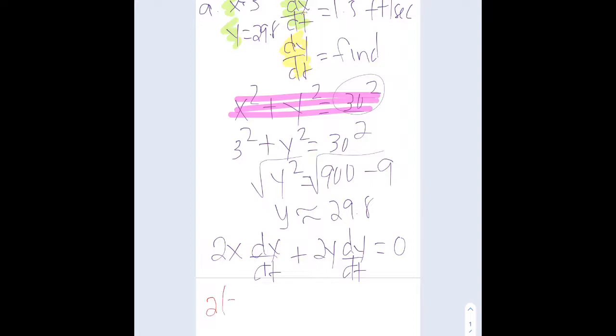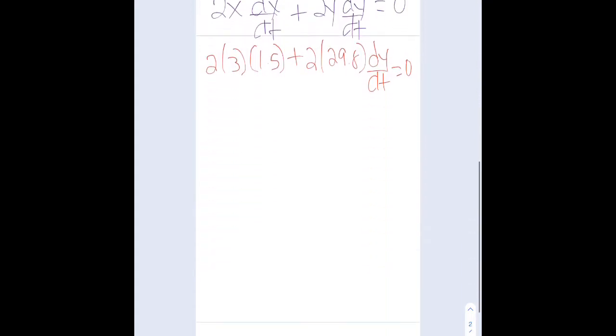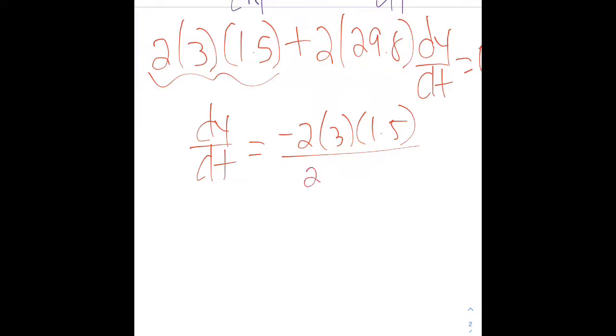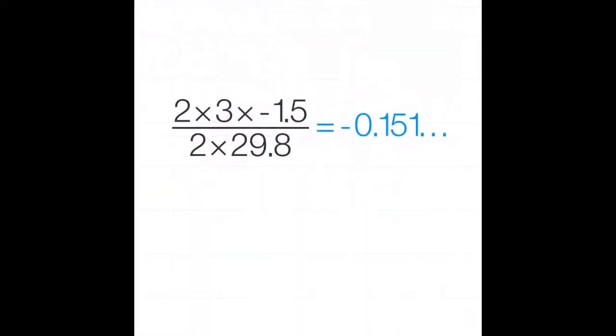Now I plug in my values. So I'm going to have 2 times x, which is 3, times dx dt, which is 1.5 feet per second. I'll write that in at the end. Plus 2 times y, we determined that y was 29.8, times dy dt, equals 0. So this means dy dt, I have to subtract that off. I would have negative 2 times 3 times 1.5 all over 2 times 29.8. So when I put that in my calculator, I get negative 0.151.